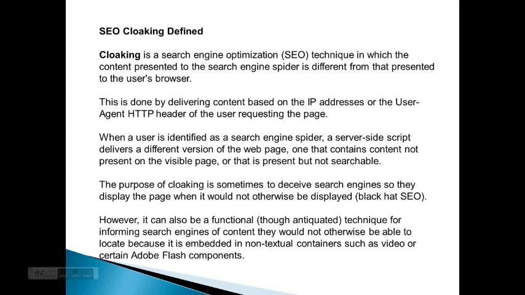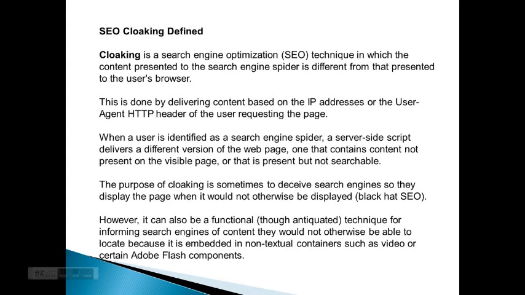This is done by delivering content based on the IP address or the user agent and HTTP header of the user requesting the page. When a user is identified as a search engine spider, the server-side script delivers a different version of the web page, one that contains content not present on the visible page or that is present but not searchable. The purpose of cloaking is sometimes to deceive search engines so they display the page when it would not otherwise be displayed, which is called black hat SEO.